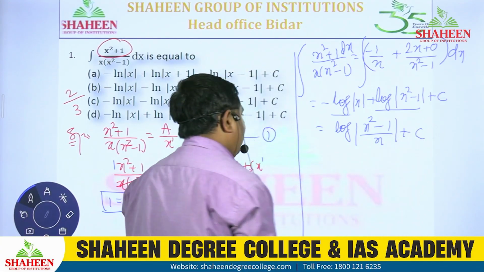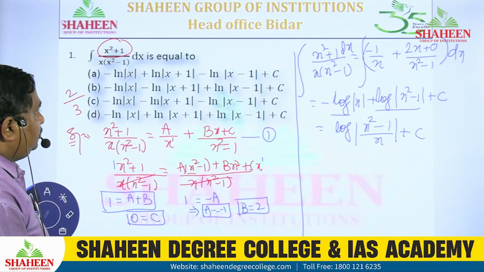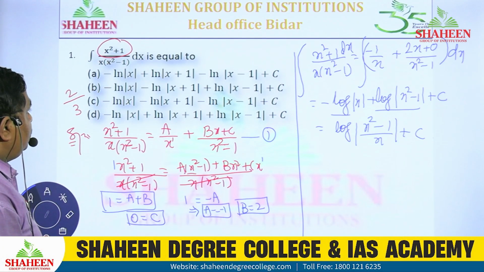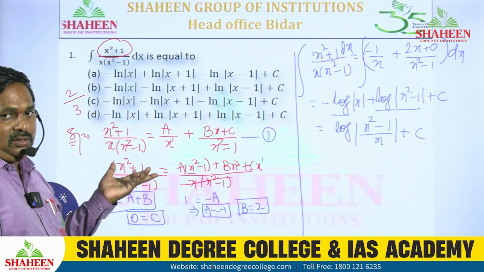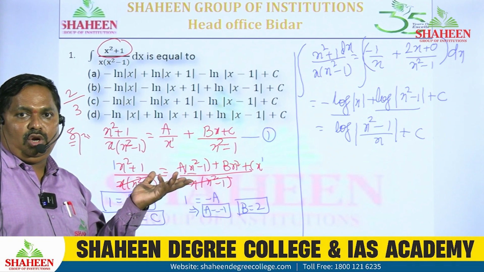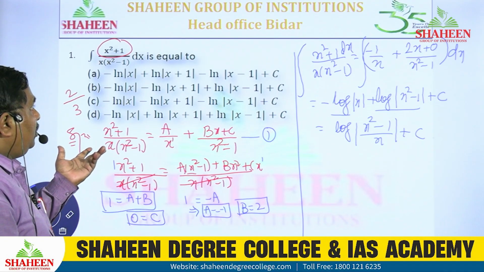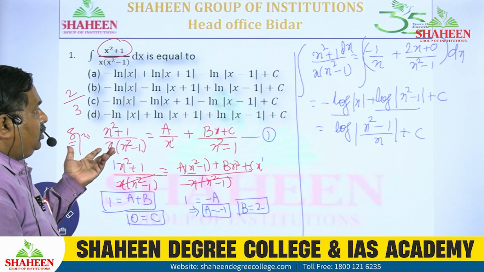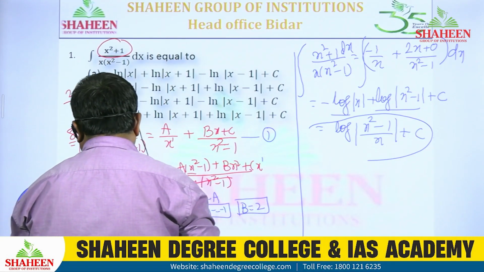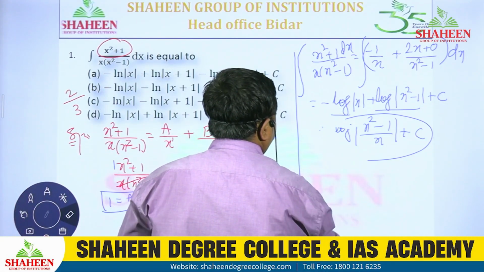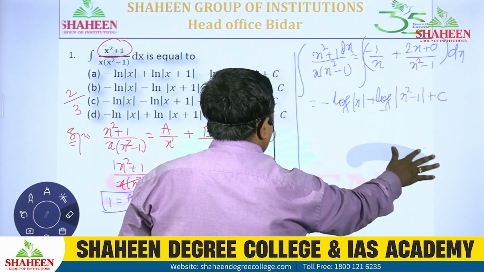We are checking for this option. There are three terms in the logarithm. ln means it is a log. So we are checking for this option. This option is not there, then I will remove this and check for the correct option here.